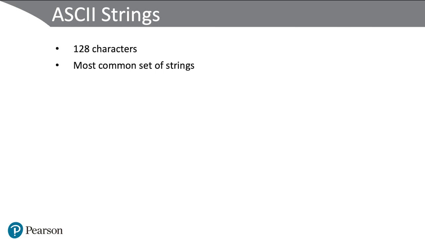ASCII strings are the most common types of strings. ASCII strings are made up of ASCII characters. ASCII has 128 characters. They're pretty much the characters that we understand: A through Z, 0 through 9, and some of the common characters like the $ and the @ symbols, things of that nature.